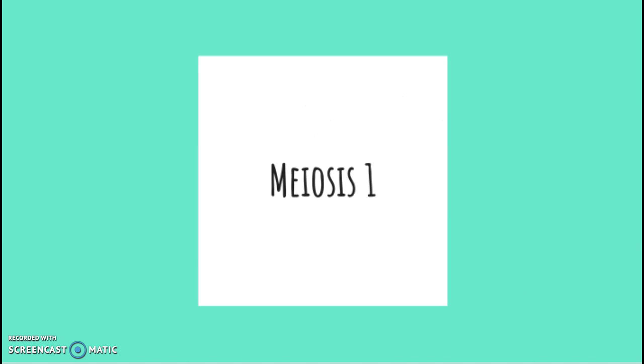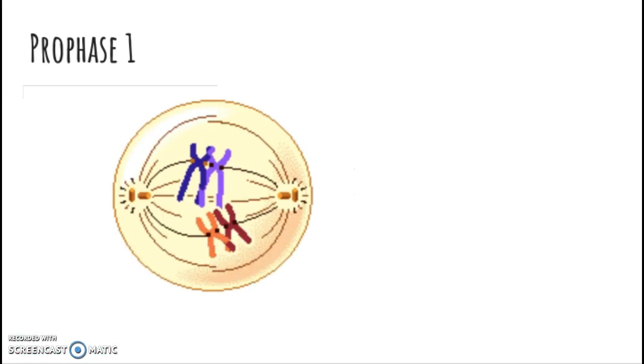Meiosis is a form of cell division that halves the number of chromosomes when forming specialized reproductive cells, such as gametes. Meiosis involves two divisions of the nucleus, Meiosis I and Meiosis II. The stages of Meiosis I are as follows, starting with prophase I.